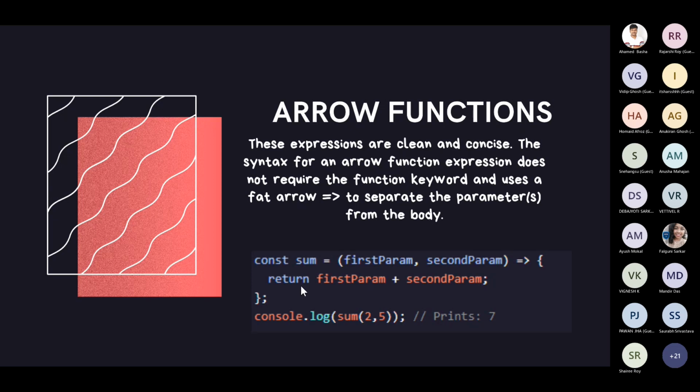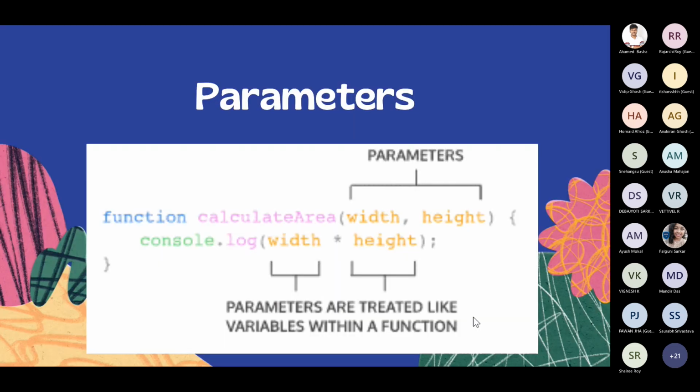For example, over here it's return first param plus second param. So generally, whatever is happening is that these two parameters are getting added, the same addition function we have done previously. So next we go to console.log and sum 2 comma 5, so we get 7 printed.